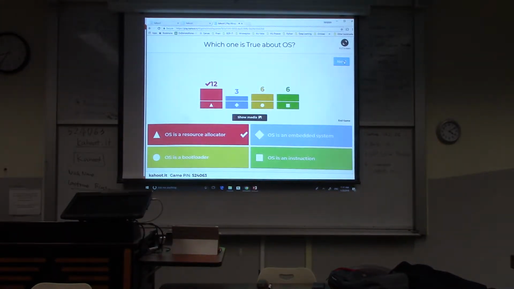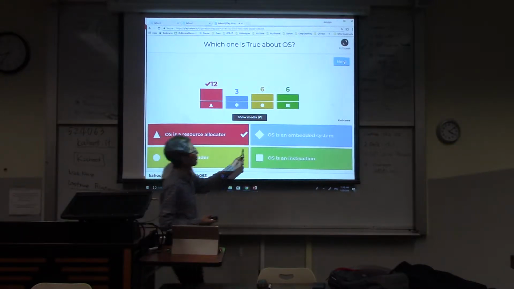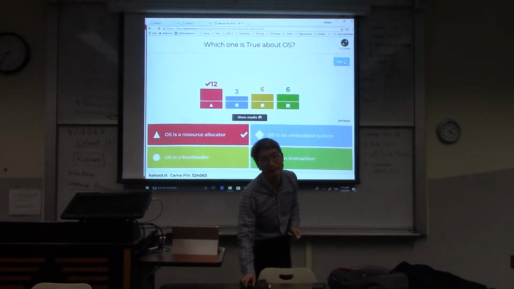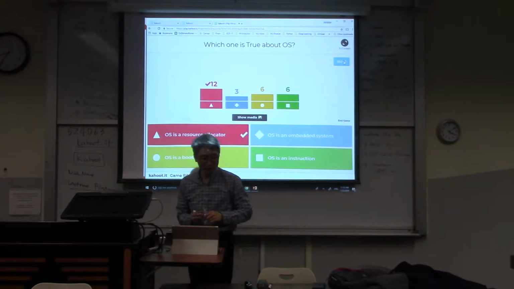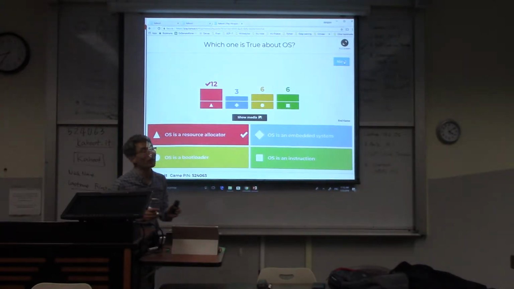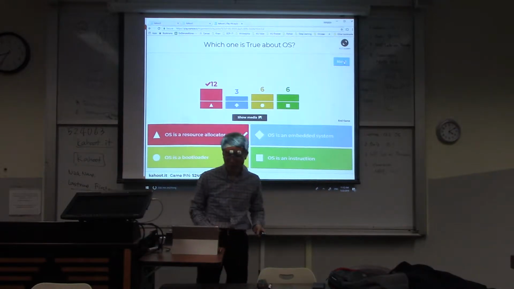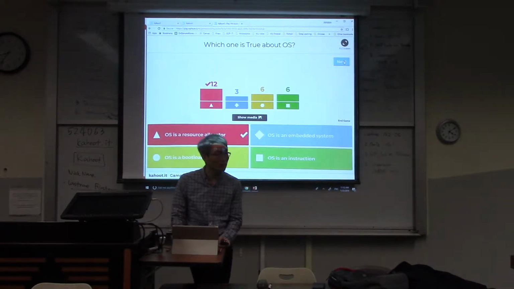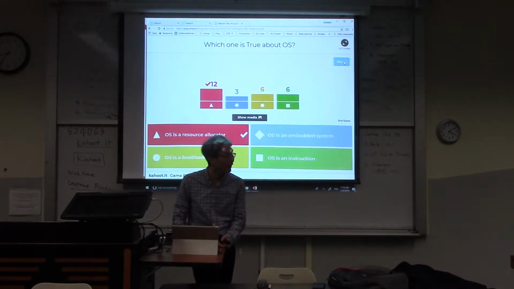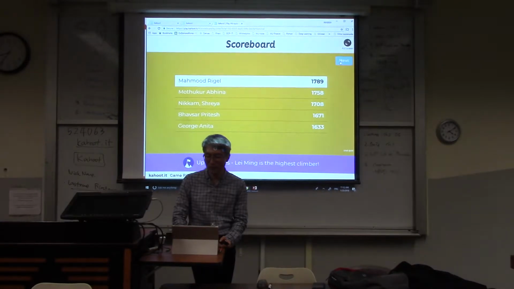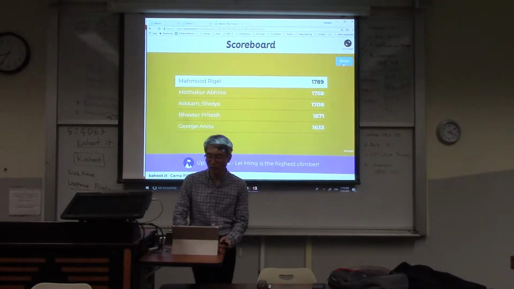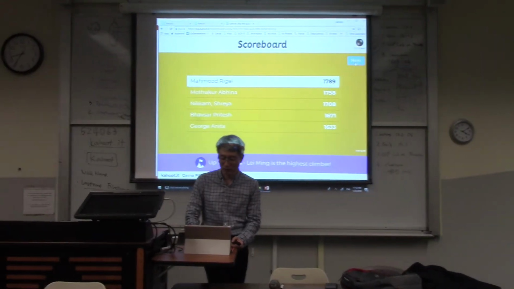So it's a resource allocator. Some operating systems have it embedded, but the BIOS program is the firmware, though we cannot say that in general, okay? Also, the OS is not the instruction. It has the instruction, but it's not the instruction, okay? But we can say the OS is a resource allocator and coordinator, and so on, okay?